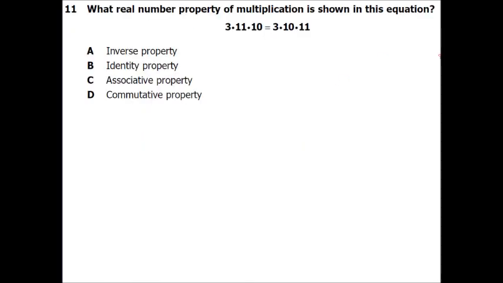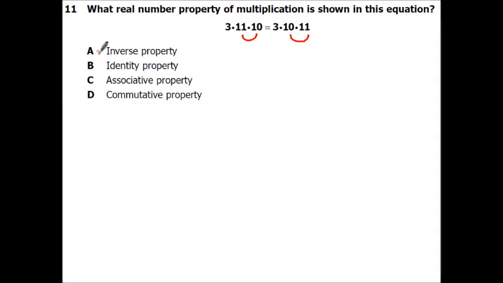Okay. Number 11 says, what real number property of multiplication is shown in this equation? So we went 3 times 11 times 10, 3 times 10 times 11. So all that happened was these two switched spots. So you got to ask yourself, what property tells me I can just flip-flop things?